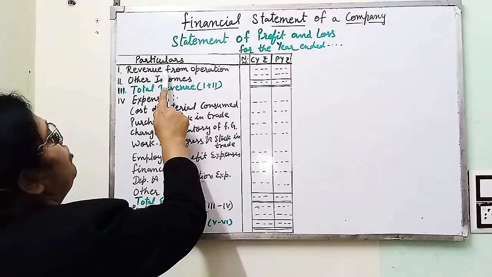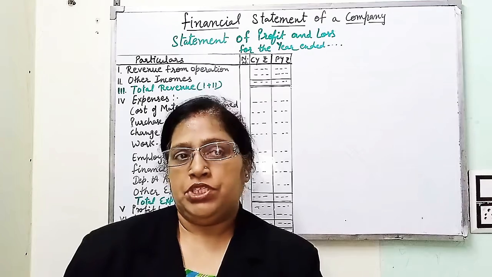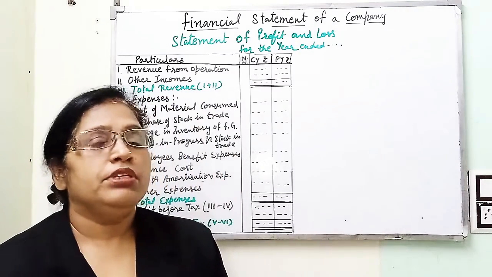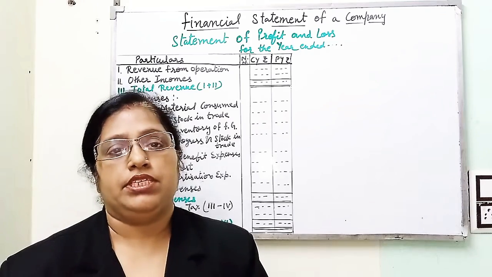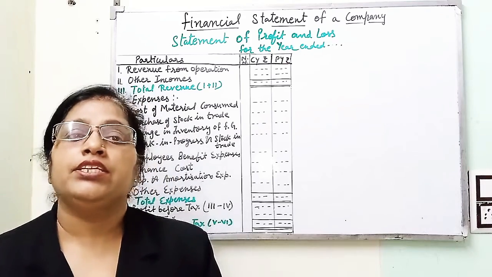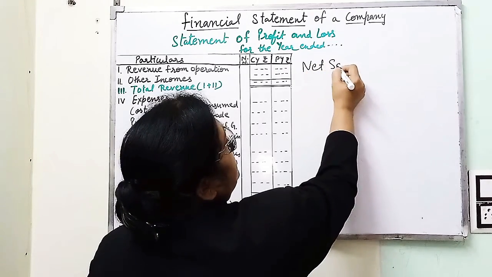First of all, we have to calculate revenue from operation. Now, what do you mean by revenue from operation? Revenue from operation means revenue generated from operating activity of the business, or we can say net sales. Now I am telling you about net sales. What do you mean by net sales?